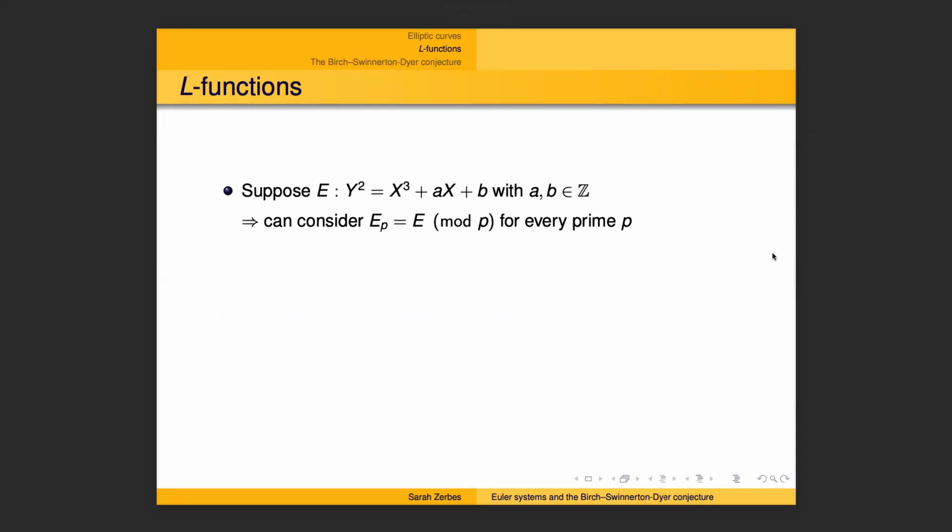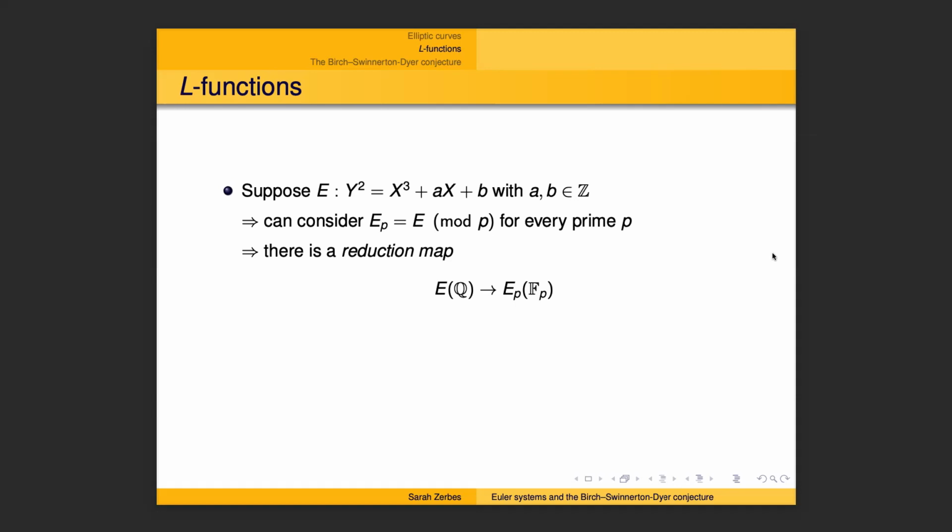Then for each prime P, we can look at the elliptic curve modulo P. So we just look at the coefficients modulo P. And it turns out that there is also a reduction map modulo P from the group of rational points on the elliptic curve to the group of FP points of the elliptic curve modulo P, where FP is just a field with P elements. So suppose now that the elliptic curve has positive rank. So there are lots and lots of rational points.